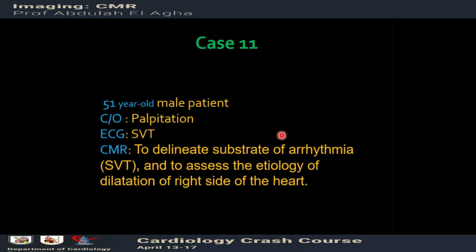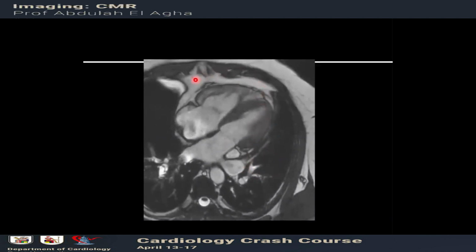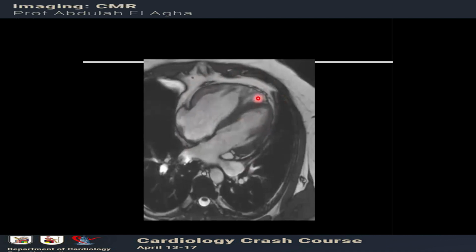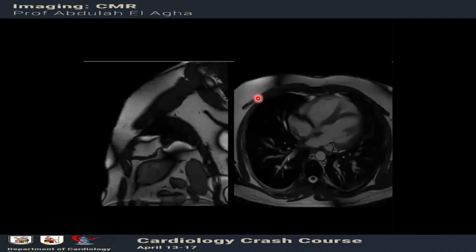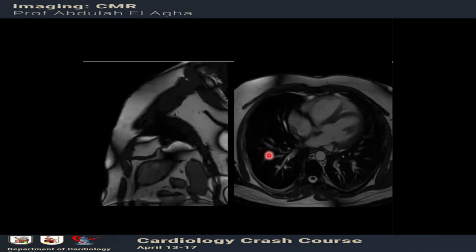This is a 51-year-old patient who complained of palpitation, ECG showed SVT, and the CMR was done to delineate the substrate of arrhythmia and to assess the etiology of dilatation of the right side of the heart. So the patient has SVT and echo shows a dilated right side. And this is what we have in the cardiac MRI. What is the etiology? You see that this is the right side of the heart. It's really dilated by cine. And then we have to look by short axis, at the RVOT, right two-chamber, different views just to get the diagnosis.